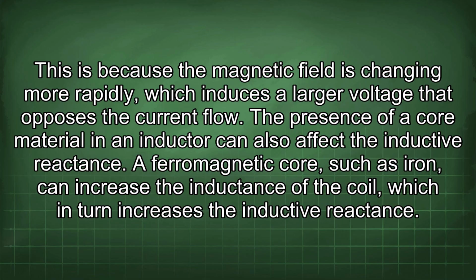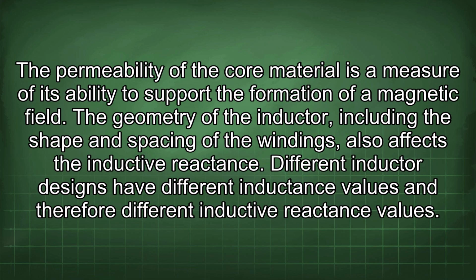The presence of a core material in an inductor can also affect the inductive reactance. A ferromagnetic core, such as iron, can increase the inductance of the coil, which in turn increases the inductive reactance. The permeability of the core material is a measure of its ability to support the formation of a magnetic field. The geometry of the inductor, including the shape and spacing of the windings, also affects the inductive reactance. Different inductor designs have different inductance values and therefore different inductive reactance values.